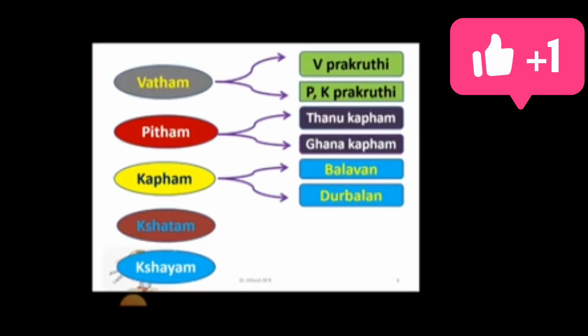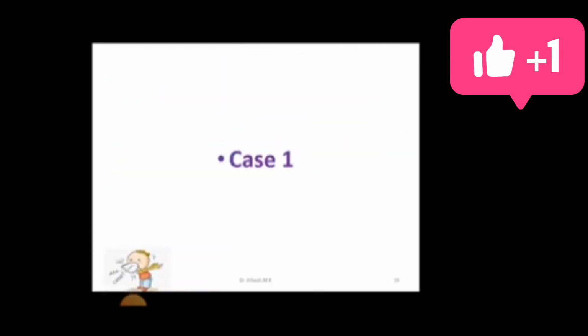Next is Kaphaja Kasa. When we go to Kaphaja Kasa, again there are 2 types: Kaphaja Kasa occurring in a Balavan, or Kaphaja Kasa occurring in a Durbala person. The treatment line is entirely different. How we can select the yogas according to this precise classification, that we will see now. We will discuss presenting complaints case by case. So, shall we go to the first case?